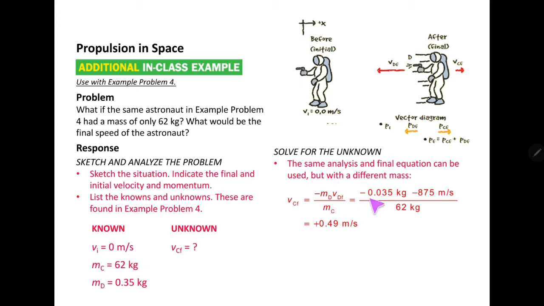So now we will write the numbers. The mass, we said that it's equal to 0.035 kilogram multiplied by 875 meter per second over 62. By using the calculator, the final result should be 0.49 meter per second.